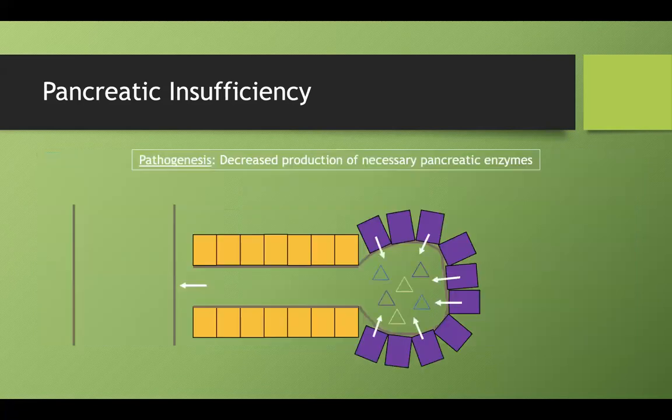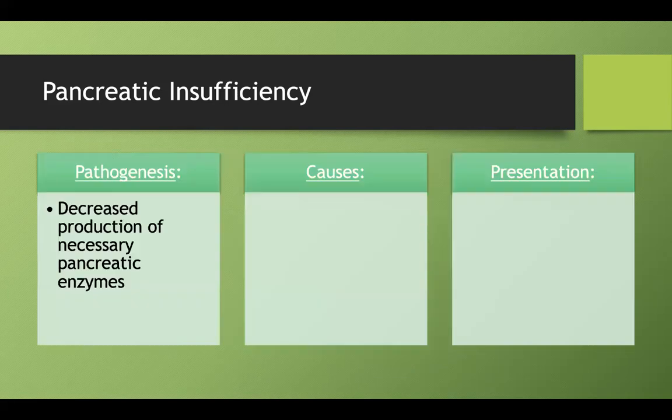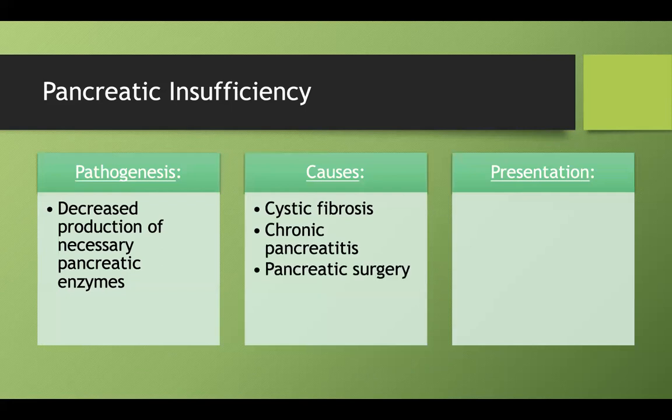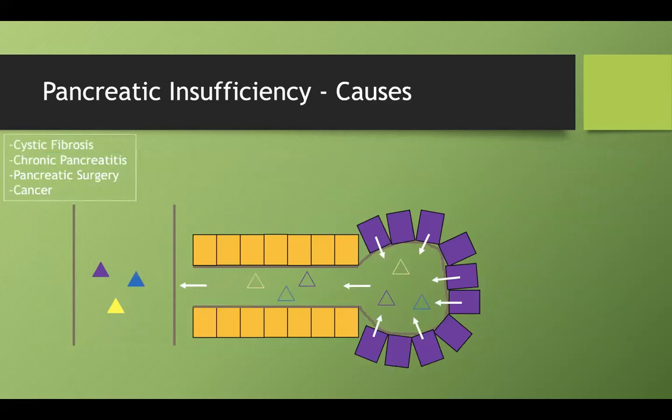So as you know, our acinar cells secrete zymogens into the lumen, and those zymogens go into the duodenum where they are converted into active proteins, proteases, and lipases. But in pancreatic insufficiency, we secrete less of these zymogens, and we end up ultimately having less active proteases and lipases in the lumen. This can be caused by a number of different factors: cystic fibrosis, chronic pancreatitis, pancreatic surgery, and cancer.